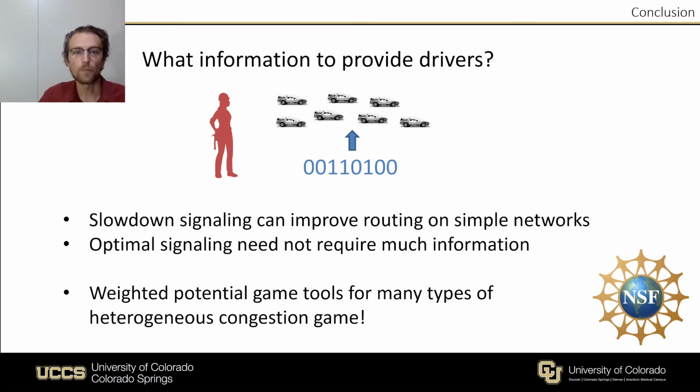So just to wrap up, I know my time is up here. The question is, if we want to provide information to drivers to improve congestion, what should we tell them? And it appears that slowdown signals might actually help, and they certainly can help on simple networks. Optimal signaling might not take too much information, and then we've provided some weighted potential game tools for a whole bunch of different kinds of heterogeneous congestion games, which I think is a strong new result in the literature.